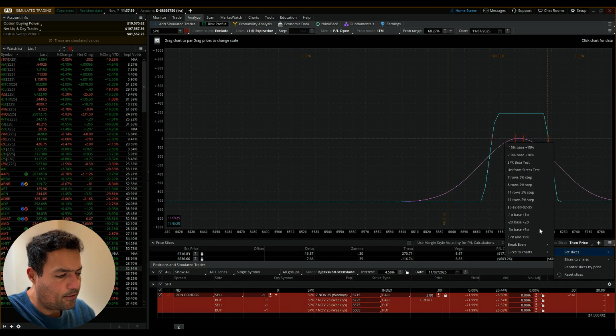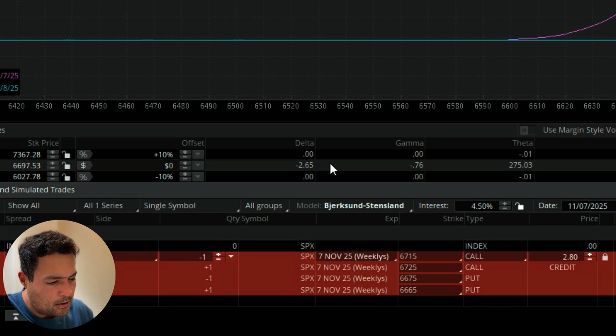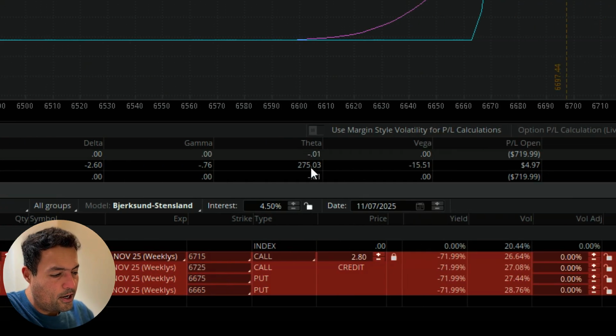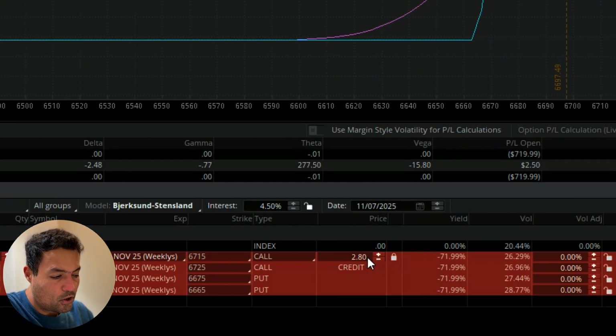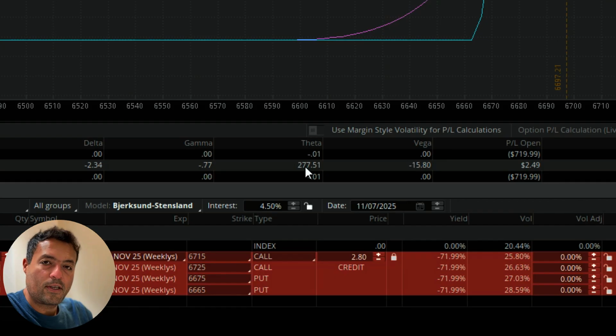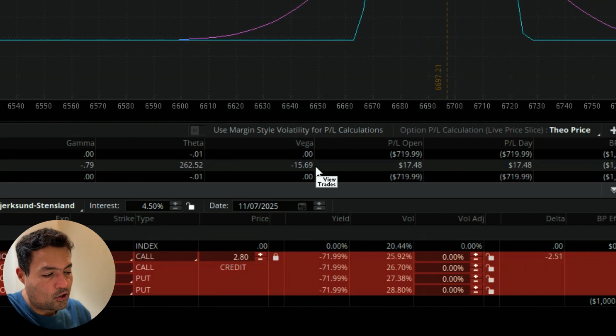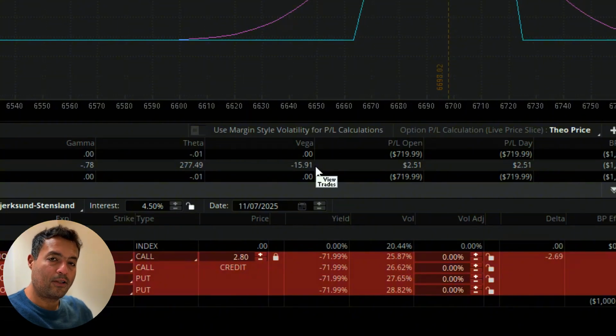Let's look at some Greeks here first. So we are slightly short on delta, like -2. It's totally flat. Theta, obviously, this is where most of our money will come from. So you see we're collecting 280, 277 of it is from theta decay between now and market close. A little bit of it is vega, so all you need to worry about is the decay of these options, and that's how you will make money.